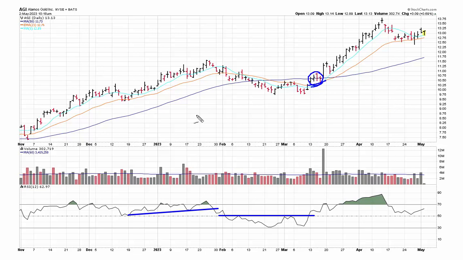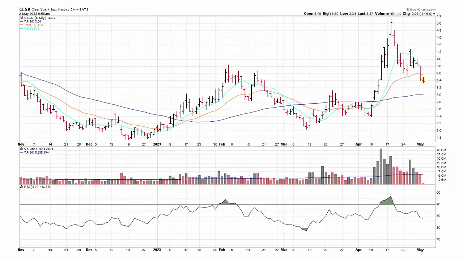So again, trend line break helps with entries, it helps with exits, it helps give you a vantage point that might not be apparent when you're just looking at the price chart.